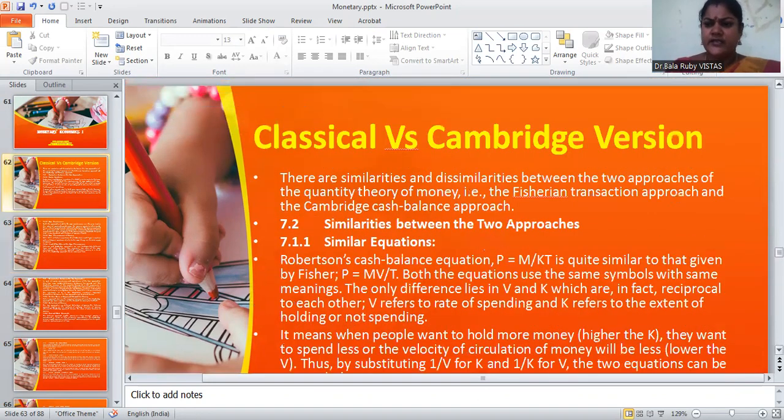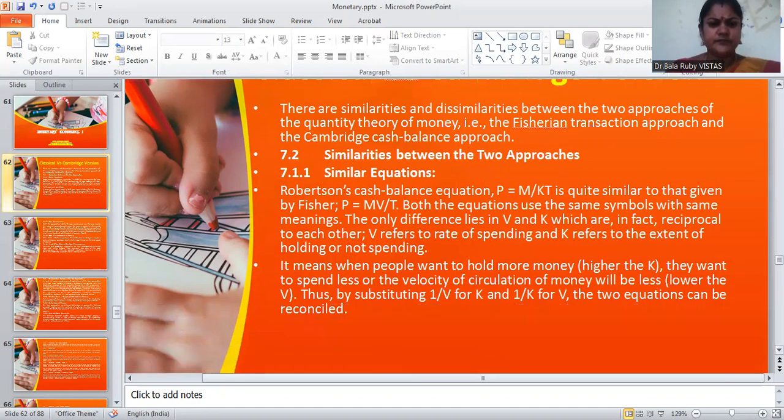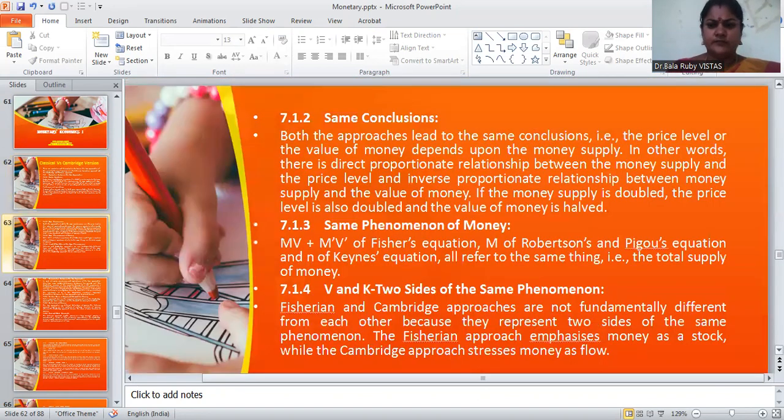And the second similarity is the same conclusion. The conclusion derived from these two approaches is the same. So both the approaches lead to the same conclusion. That is, the price level or the value of money depends upon the money supply. In other words, there is a direct proportionate relationship between the money supply and price level, and an inverse proportionate relationship between money supply and the value of money. If the money supply is doubled, the price level is also doubled and the value of money is halved.